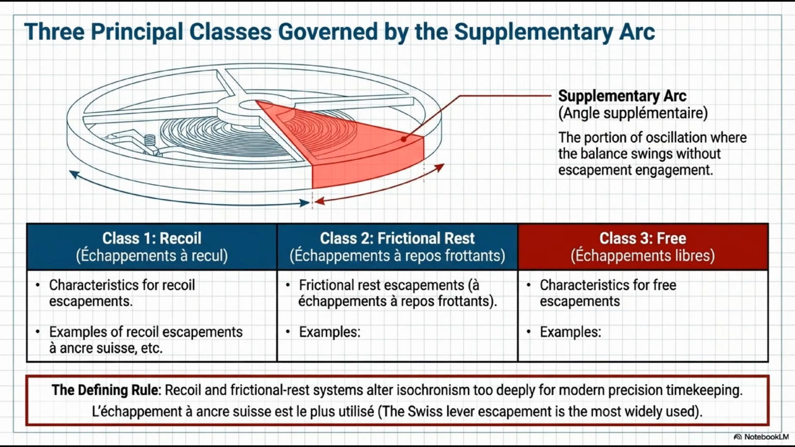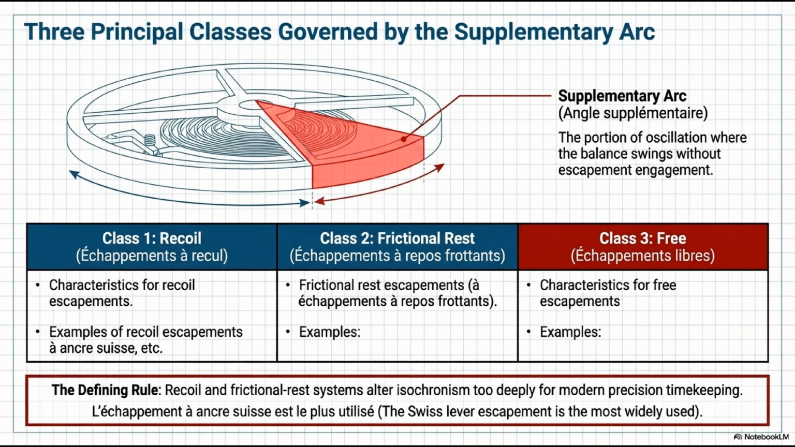All escapements ever designed are classified into one of 3 fundamental classes, and the classification criterion is singular and unambiguous. What happens to the regulating organ during the supplementary arc? The supplementary arc, supplémentaire, is defined as the portion of the oscillator's swing during which it is supposed to be completely free from any escapement contact. This is the ideal state, the balance swinging in total mechanical isolation, governed only by its own physical properties.